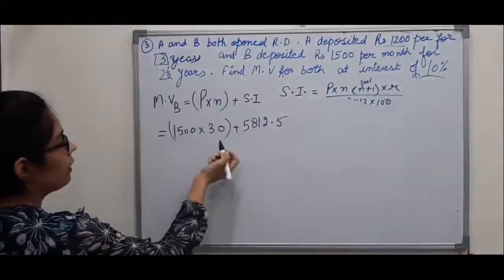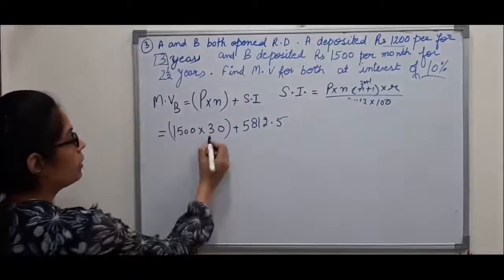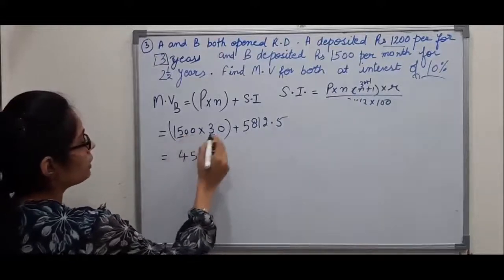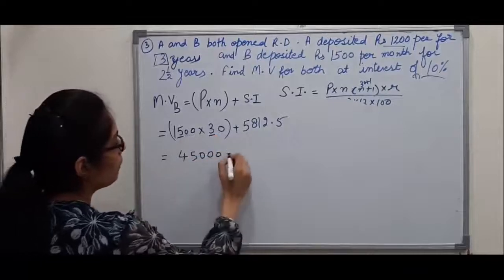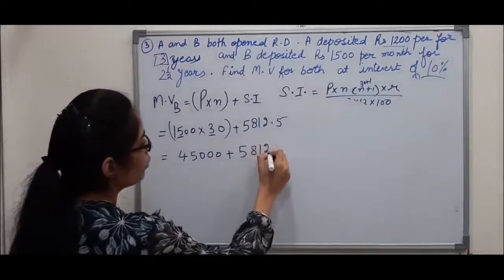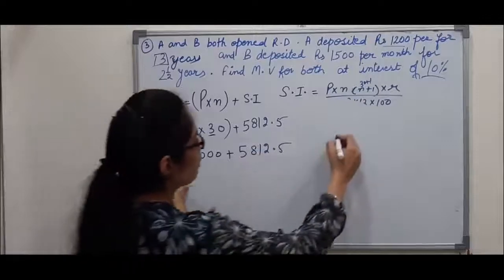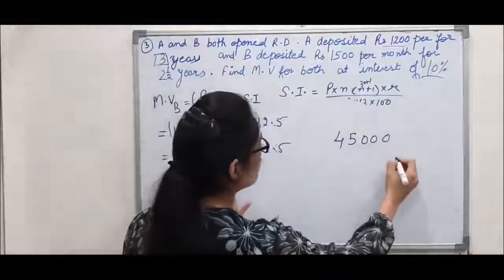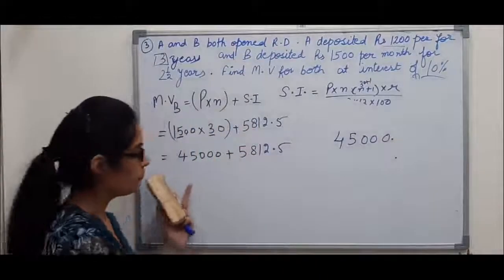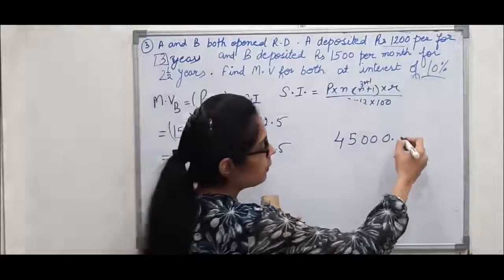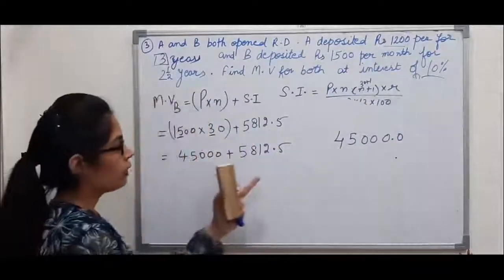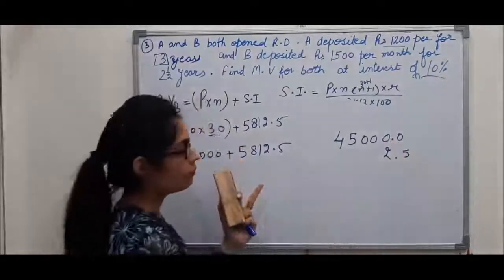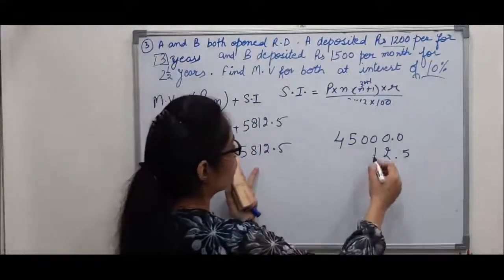Now let's do the multiplication. See, 1500 with 30. So 15 into 3 we can do simply, which is 45. 3 zeros are there, directly I can write 3 zeros, plus 5812.5. Both of these I can add now. I will write this 45,000. If the point is not there with this number, put a point at the end and put one more zero after the point, because the point should come under the point. This is to remove confusion, to reduce confusion we can say.